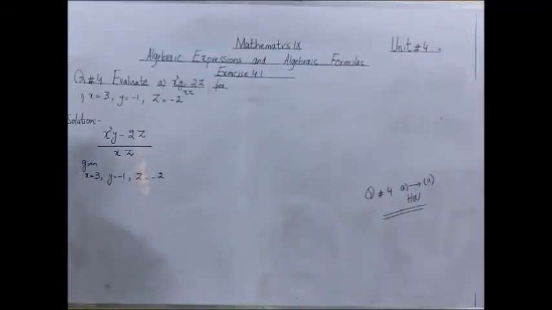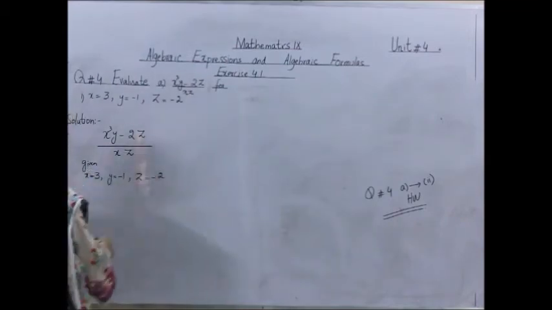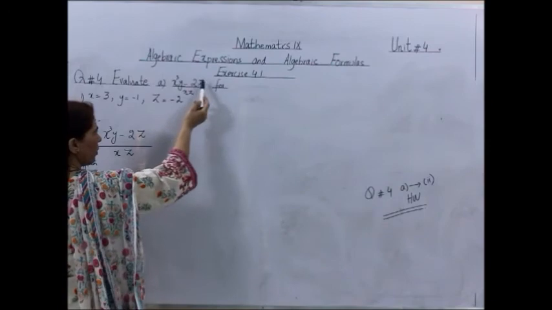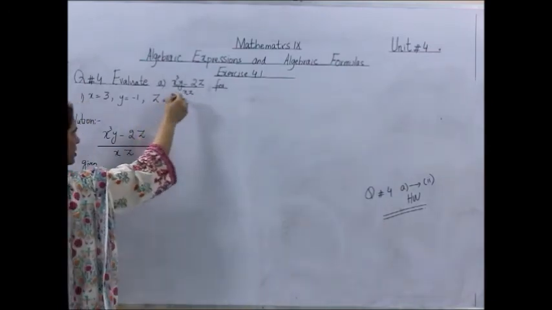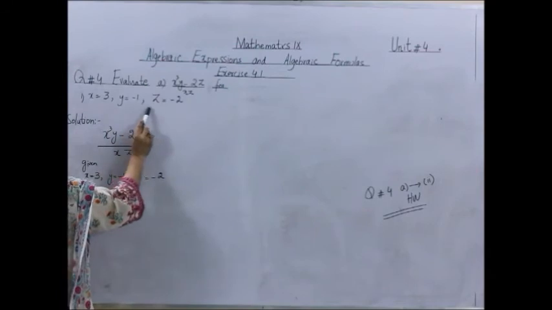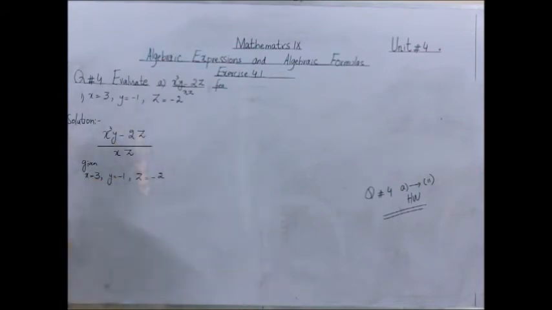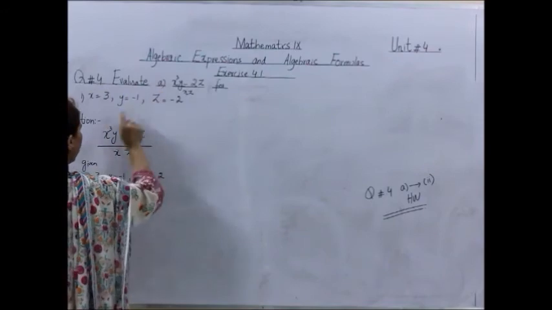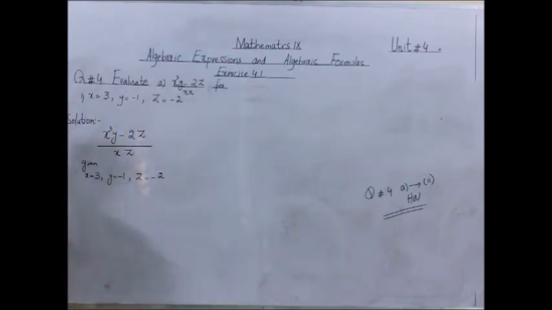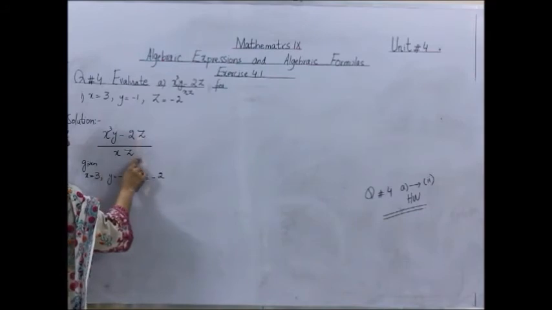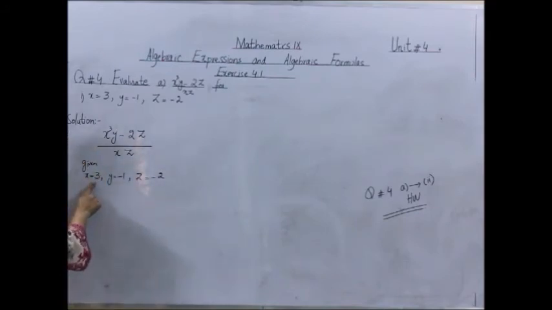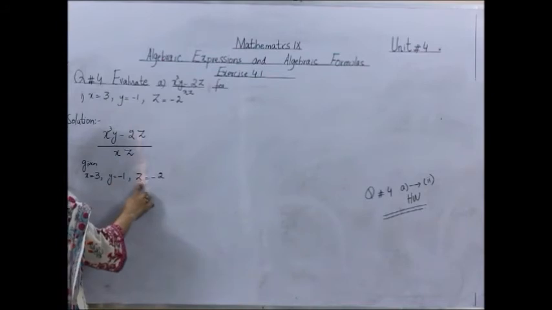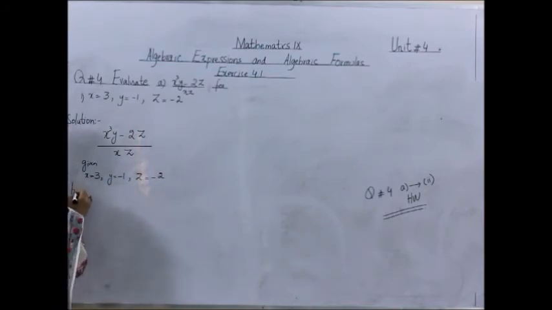Okay ji, next question number 4 of exercise 4.1, evaluate. What do you mean by evaluate? As you have done in class 7th and 8th, you have to find the value of the given expression. As you are given a rational expression, you have to find its value by putting in values. This is the meaning of evaluate. Question number 4, part A: x³y minus 2z divided by xz. You are given x equals 3, y equals minus 1 and z equals minus 2.